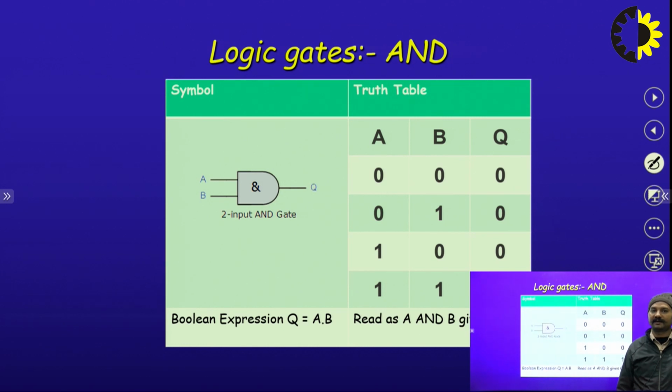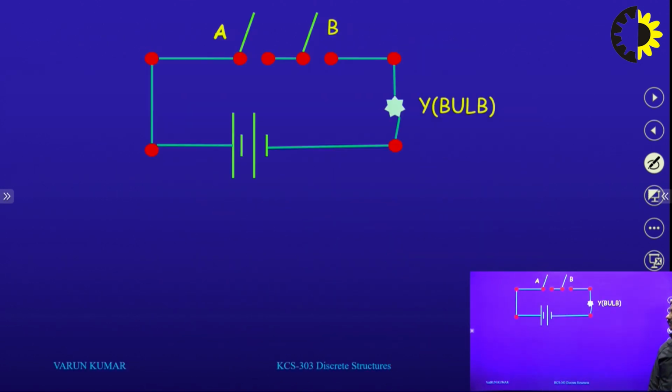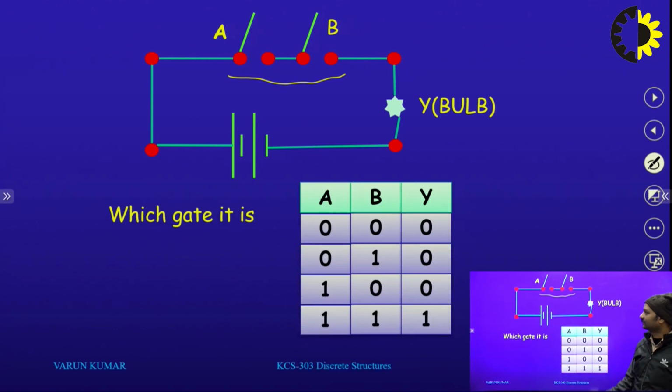This is the truth table of the AND gate. As we told you, the AND gate logic is: if all inputs are high, then the output is high, otherwise low. Basically, behind the AND gate there is a series of switches, and a switch can be in two states: either the switch is on or the switch is off. If all switches are open, meaning the switches are off, does the bulb glow? No. So it means 0.